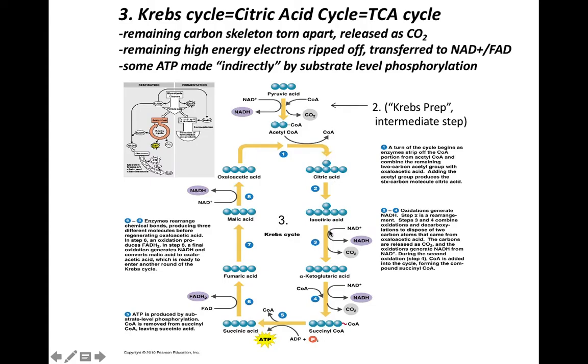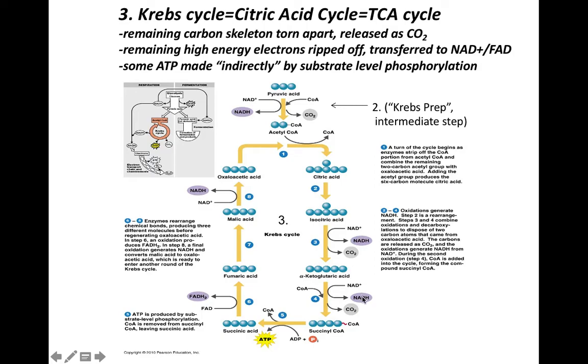Here we're going to rip off more high energy electrons, pass them to NAD to make reduced NADH. We're going to rip off carbons. Here we're going to rip off another carbon, release it as carbon dioxide. So again, just as we saw in Krebs Prep, this is called an oxidative decarboxylation. In the next step, we're going to have another oxidative decarboxylation.